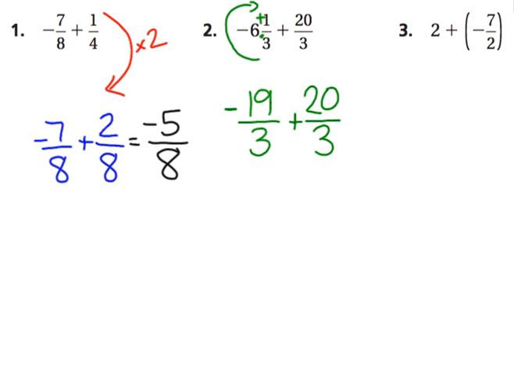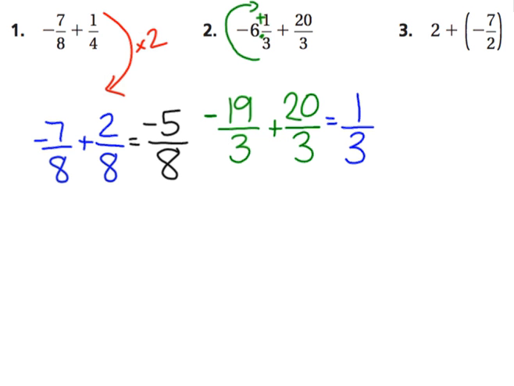So this time the denominators are already the same, so I can just go ahead and finish it off from there. So -19 plus 20 would be +1, and then the denominators stay the same. So 1/3 will be the answer to the second one.